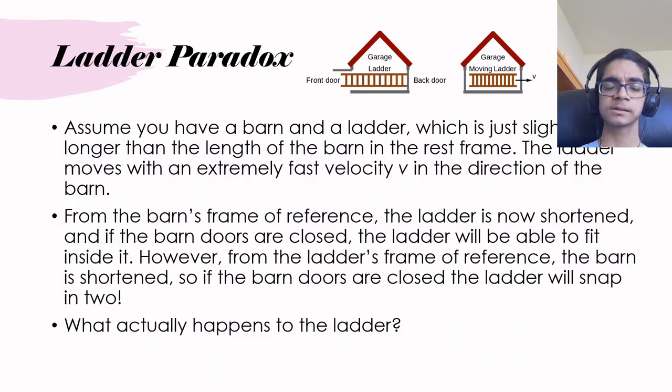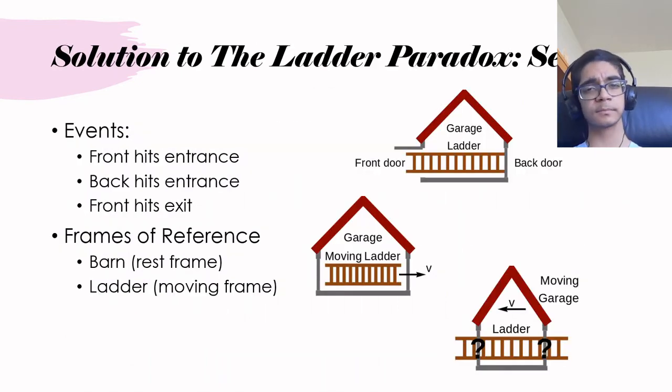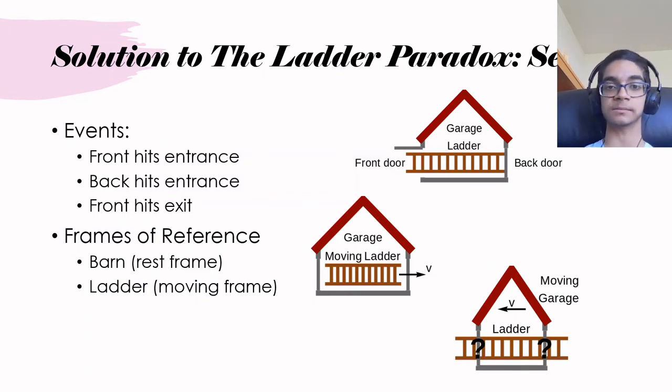Okay, so I'll assume that you've had some time to think about the paradox itself and come up with a potential answer. So now, let's actually work through this and see what happens. So the first thing we're going to do is just think about the scenario as a whole and look at what's really happening. So in both frames, the barn, which we'll think of as the rest frame, and the ladder, which we'll think of as the moving frame, the front of the ladder obviously has to hit the entrance of the barn, because otherwise the ladder can't get into it.